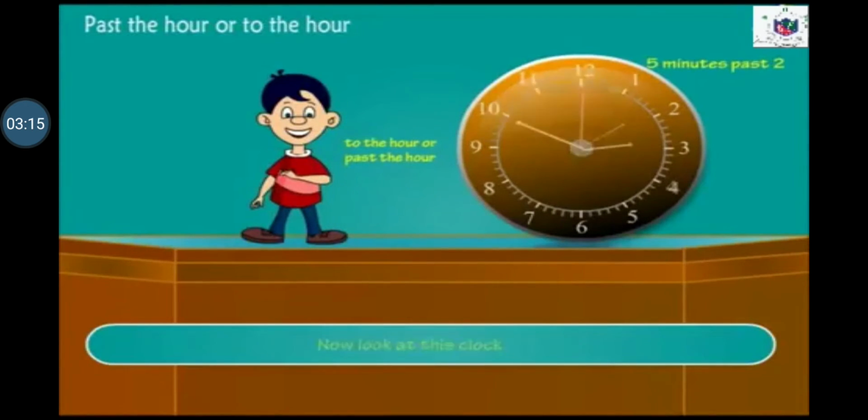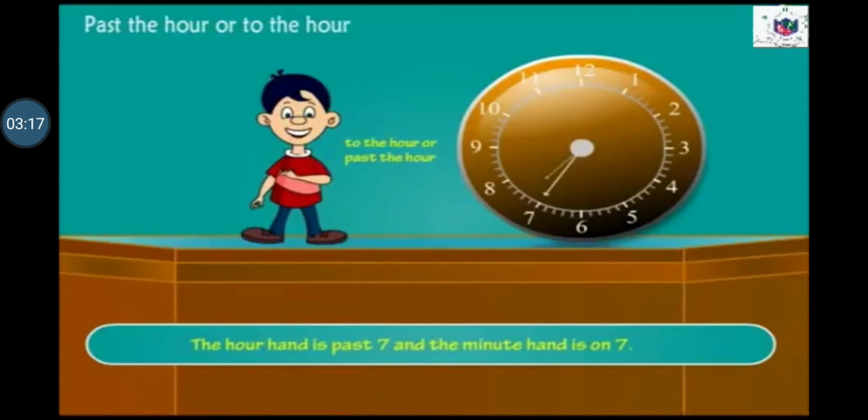Now look at this clock. The hour hand is past 7 and the minute hand is on 7. It is 25 minutes to 8 or 35 minutes past 7.